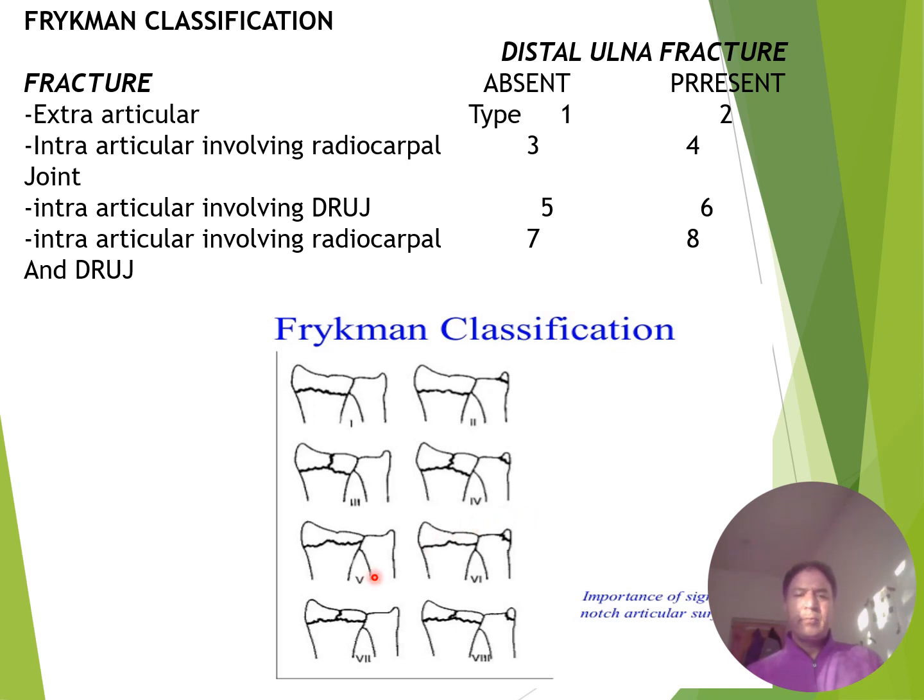Now 5, we have intra-articular involving the DRUJ. It is 5 here if it is absent, and if it is present, it is 6. Now we have here intra-articular involving both the radiocarpal joint and the DRUJ. If it is absent, it is this, and if it is present, it is this. Distal ulna fracture, absent and present.